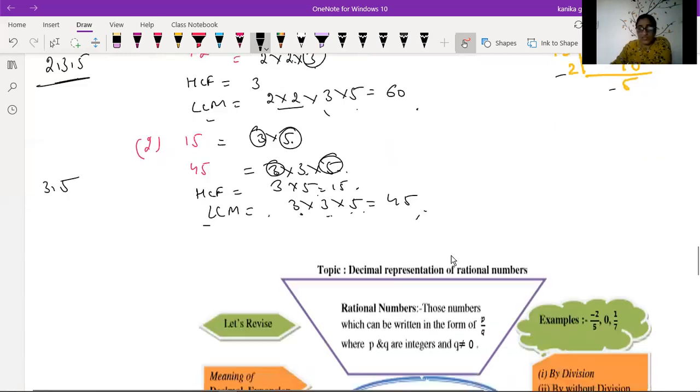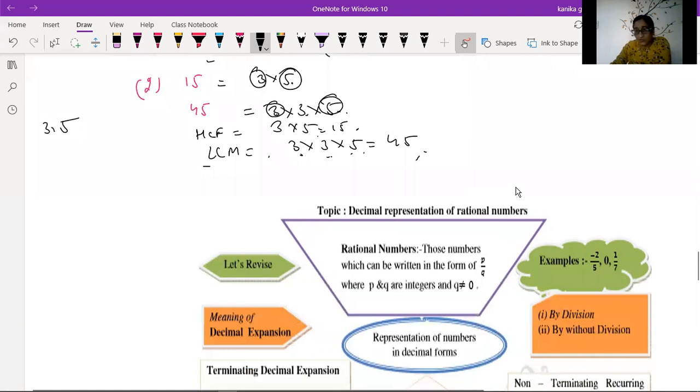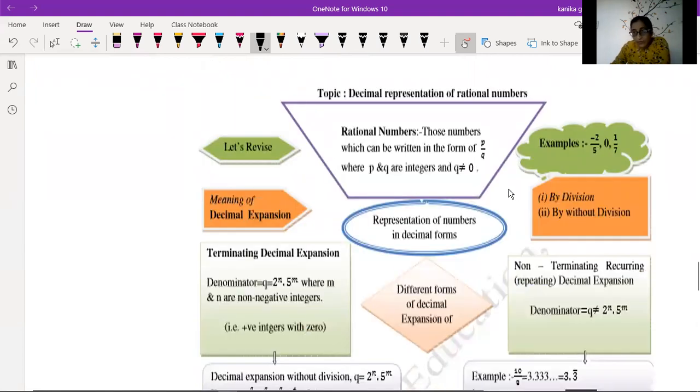Now our next topic is the decimal representation of rational numbers. Now what is a rational number? A number which can be written in the form p over q, where p and q are integers and q is not equal to 0, is called a rational number. For example, we take the numbers -2 by 5, 0, 1 by 7. These are rational numbers. If we take -2 by 5, here -2 is the numerator and 5 is the denominator, and the denominator is not equal to 0. So this number is a rational number.